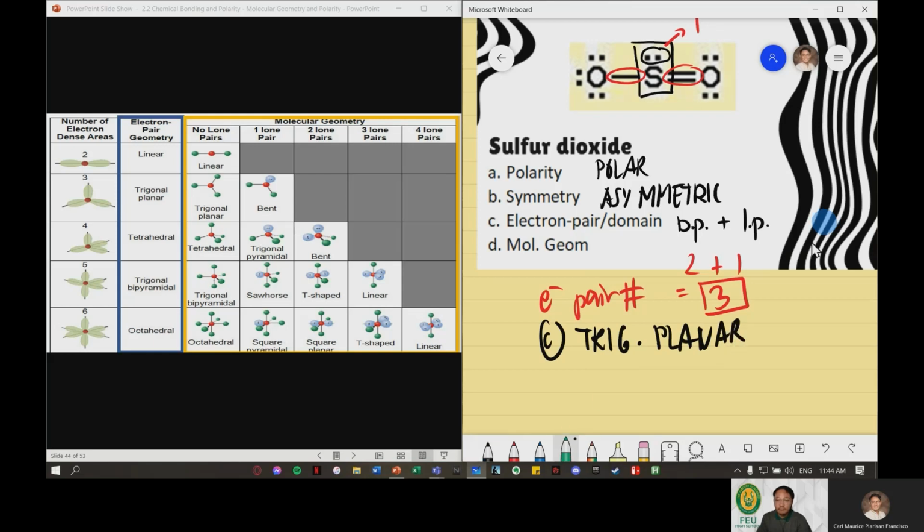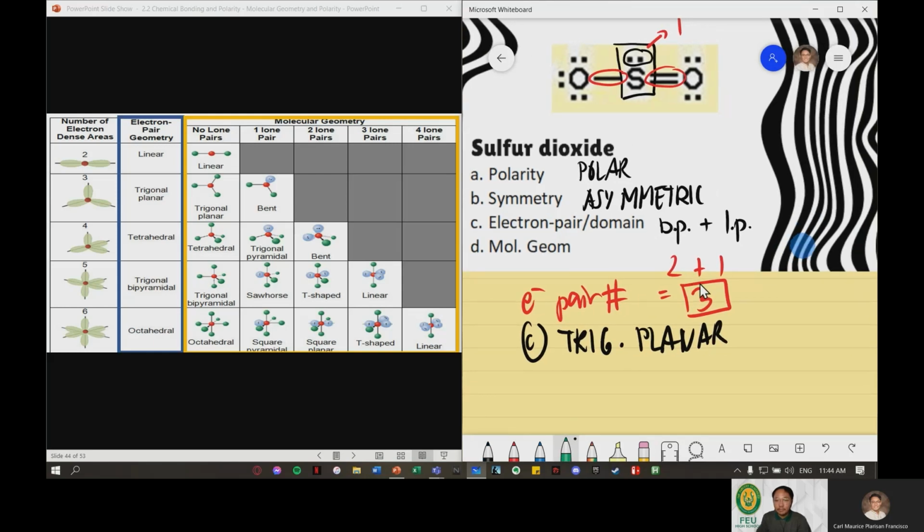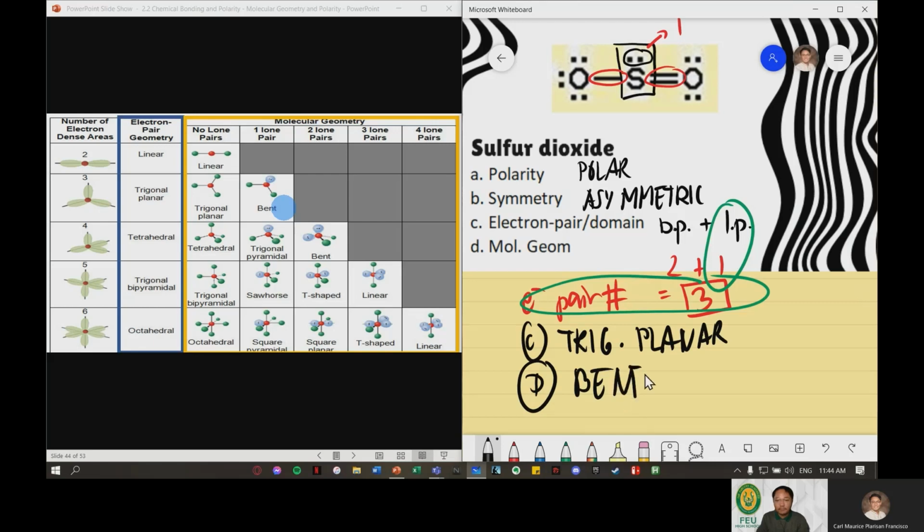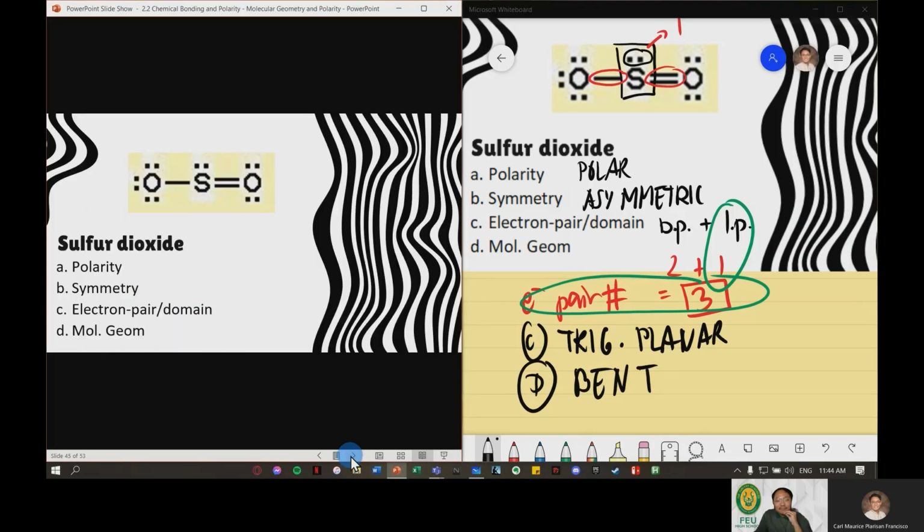The last one, your molecular geometry is based upon E pair number and lone pair number: 3, 1. 3, 1 lone pair, bent. Bent shape. That is simply easy. So to check: polar, asymmetric, trigonal planar, and bent.